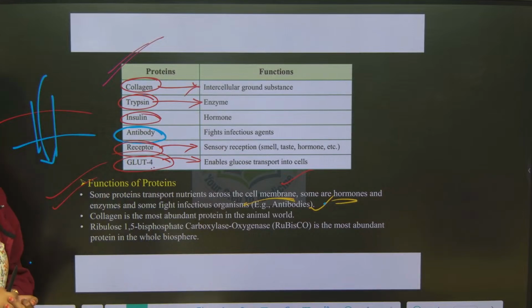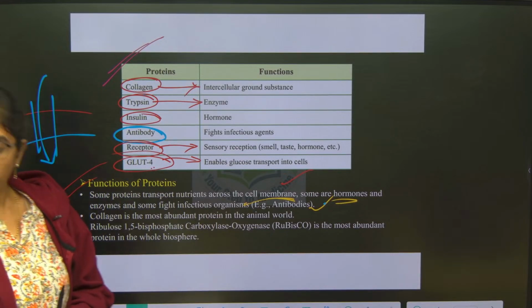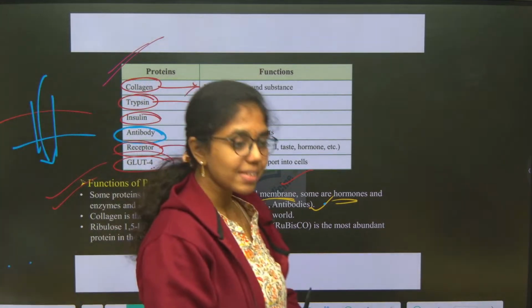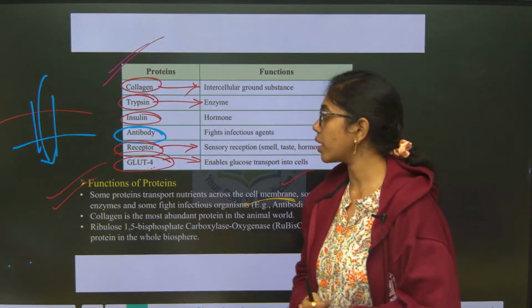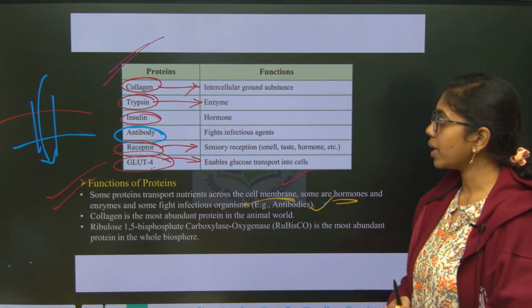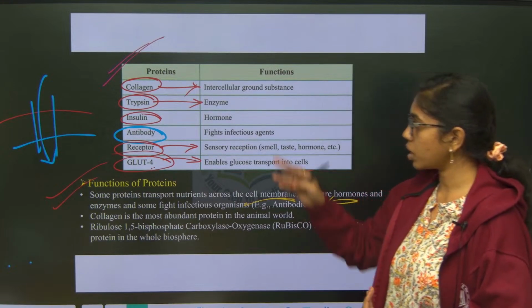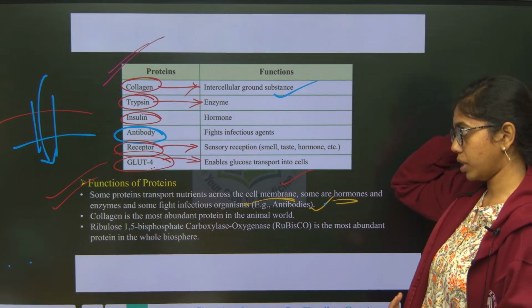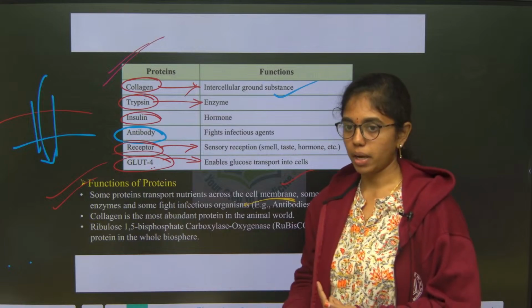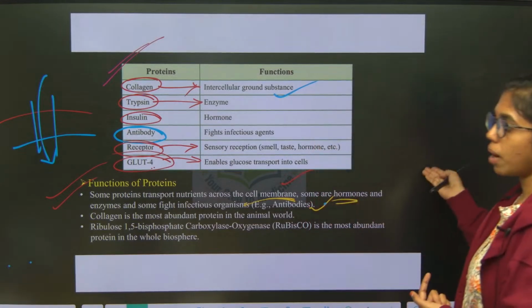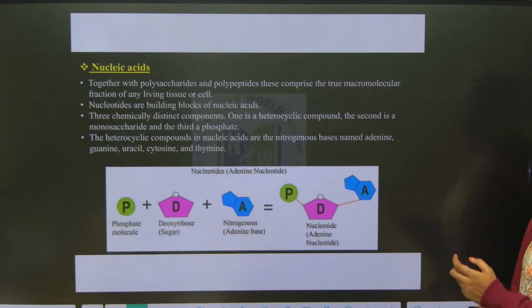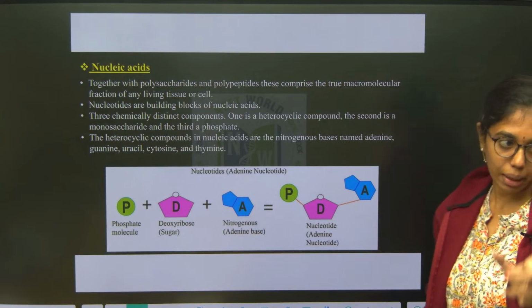And we have seen the diverse functions of proteins. Protein can be an enzyme, a transporter, an antibody, or collagen which is an intercellular ground substance. It can also be a receptor. So, that is the diverse composition of proteins. All that with respect to protein is completed.